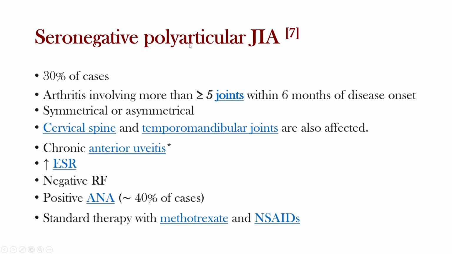Then we'll have seronegative polyarthritis. It's about 30% of the cases. We have arthritis involving more than 5 joints within 6 months of the onset of disease. It could be symmetrical or asymmetrical. We'll have involvement of the cervical spine, and the temporomandibular joints are also affected. We also have a chronic anterior uveitis. ESR will be high this time, and here we also have negative rheumatoid factor and positive anti-nuclear antibodies in 40% of the cases. The standard therapy is methotrexate and NSAIDs. For the labs, actually, it's the same.